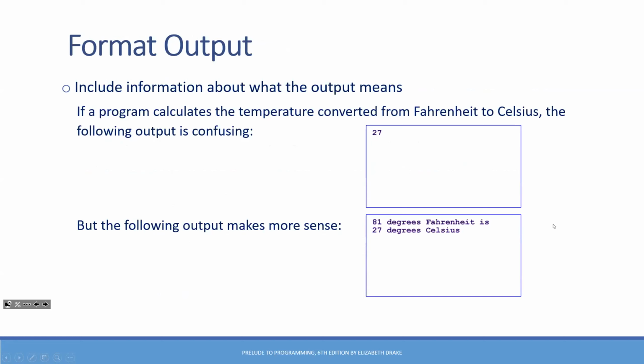Now we saw our output in our sale price program. They started out just saying, write out this, write out that. So this number here, that doesn't mean much. Doesn't mean anything, does it? It's just a 27. But if I write it out like this, 81 degrees Fahrenheit is 27 degrees Celsius. Now it's meaningful. So this is annotated output, where we're adding words to the variables that we want to output, to have it make more sense.